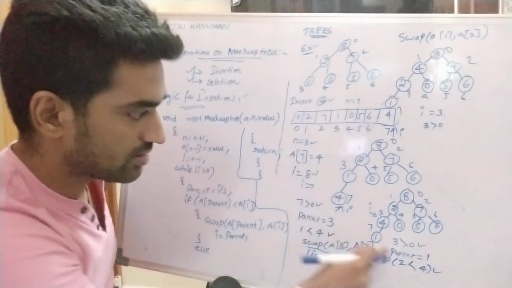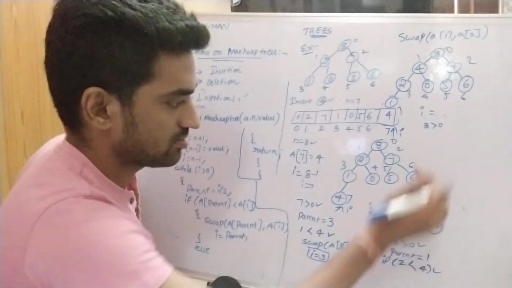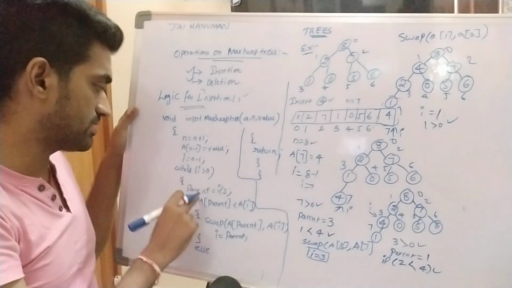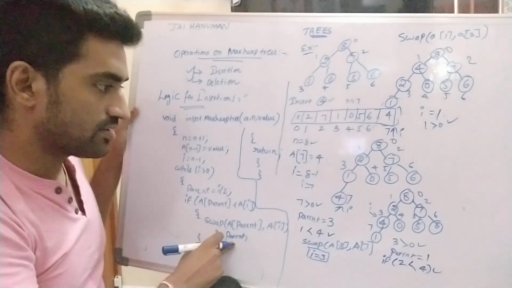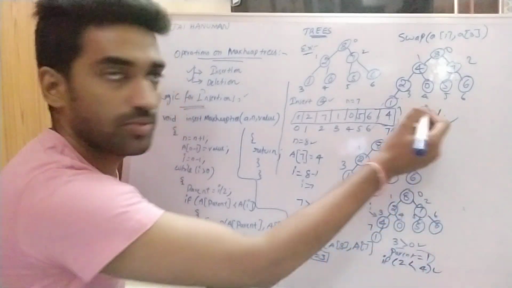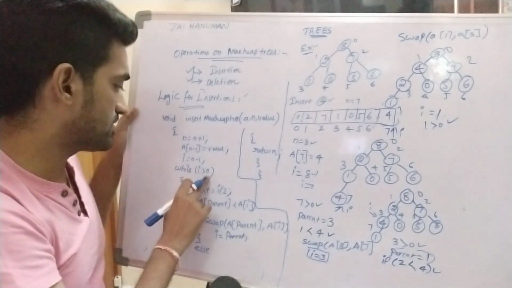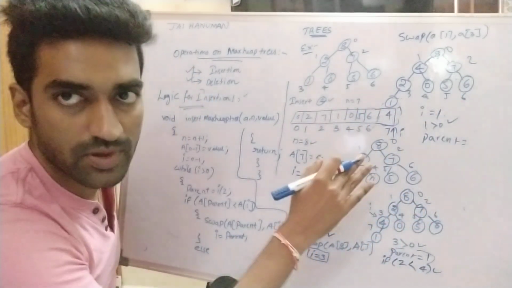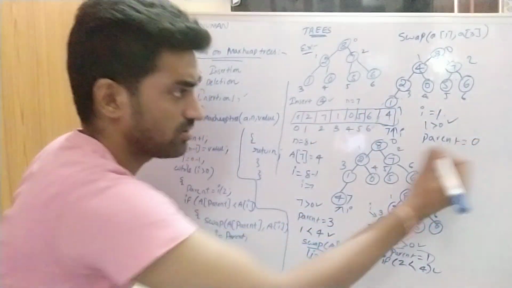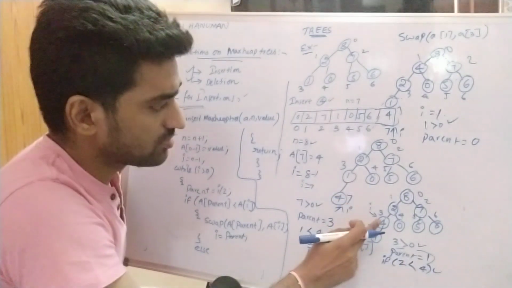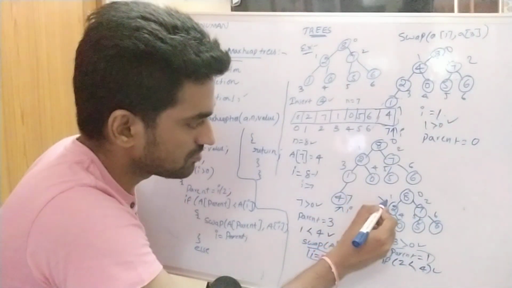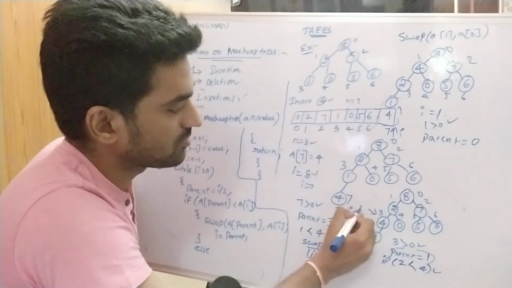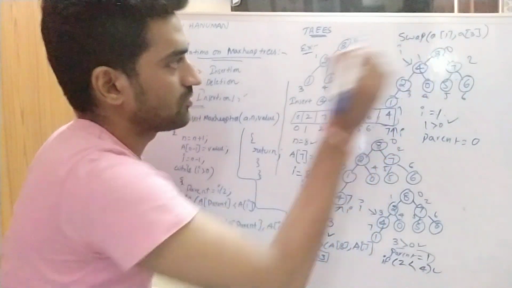What is the parent value? I is equal to parent: 1. 1 greater than 0. Parent is 1, and that value is copied into I. So here, 1 greater than 0. Parent is equal to 1 by 2, which is 0.5. Floor of 0.5 is 0. So parent is equal to 0. For this tree, the I value becomes 1.